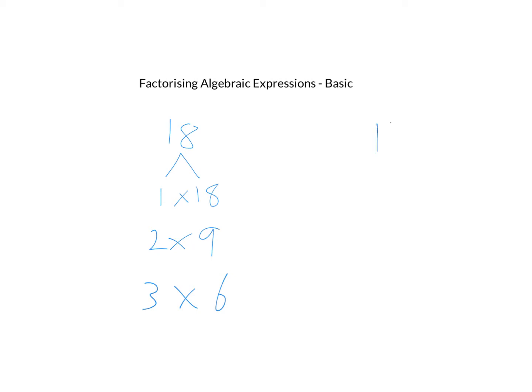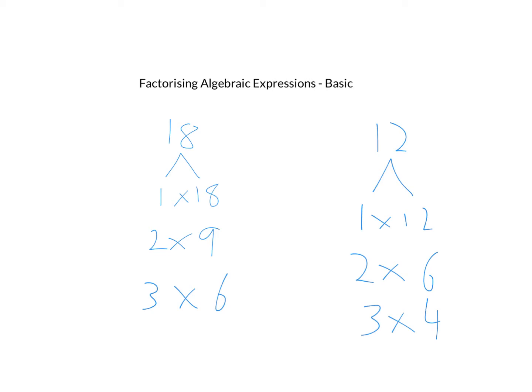Another example might be the number 12. So 1 times 12 could give us 12. 2 times 6 could give us 12, or else 3 times 4 could give us 12. So 1, 2, 3, 4, 6, and 12 are the factors of the number 12. Right, there won't always be 6 factors, but there will usually be at least 2.